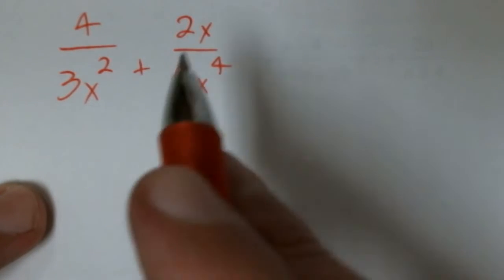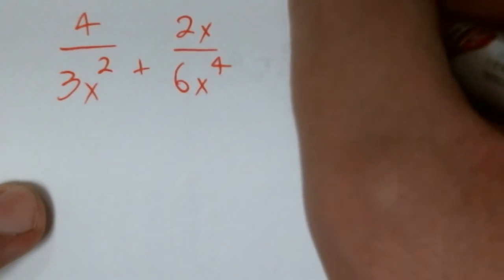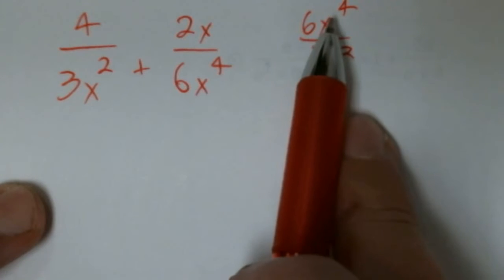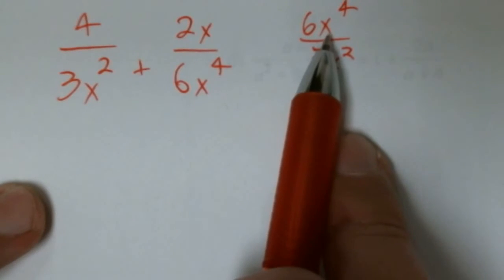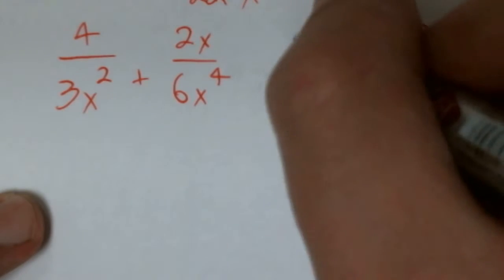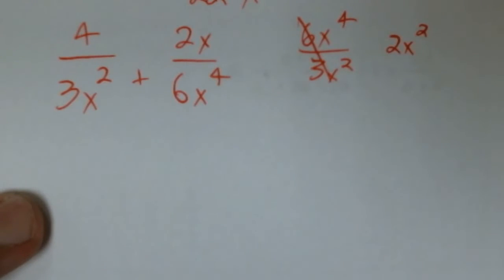Does the little guy go into the big guy? To answer that, you can divide it out. Y'all should be able to just kind of visualize this in your head. Does the little guy go into the big guy? Yes, it does. 3x squared goes into 6x to the 4th, 2x to the 2nd times. Okay, so that's just 2, and 4 minus 2 is 2.